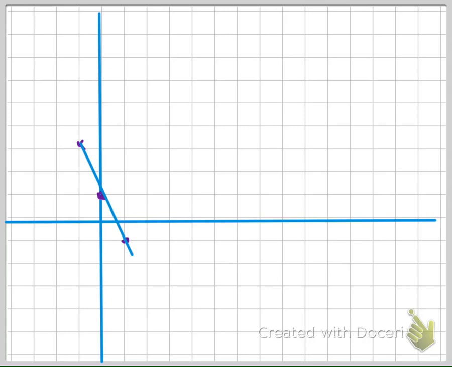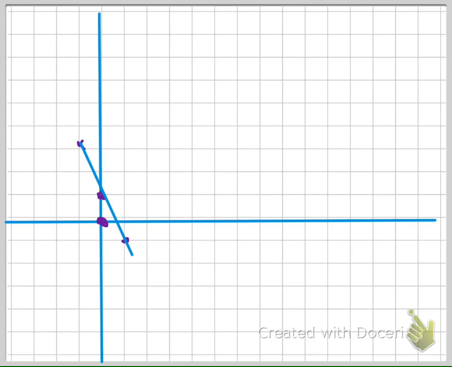Okay, now I have to do the other one, which was y equals negative 4x. And on that one, there is no y-intercept. Well, that means it's 0. It's not no y-intercept, it's 0. So I have to start by putting a point at 0. There you go.